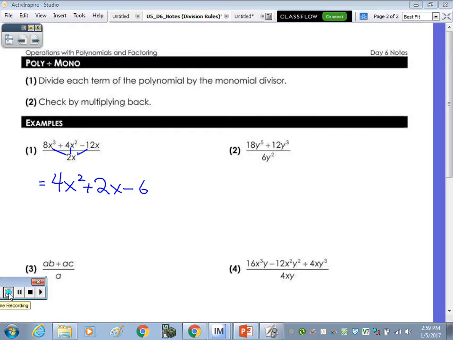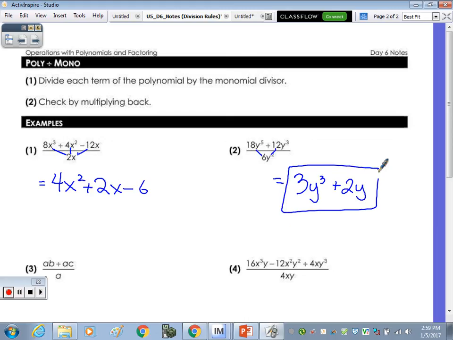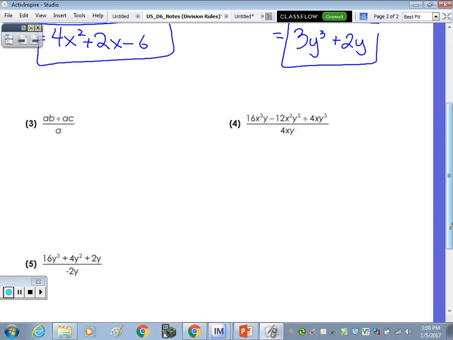Check. Number 2, 18y to the 5th over 6y squared. 18 divided by 6 is 3, y cubed. And then 12y cubed divided by 6y squared, 2y. Good. But those have both come out to be in standard form, right? So that was nice. What about ab plus ac divided by a?